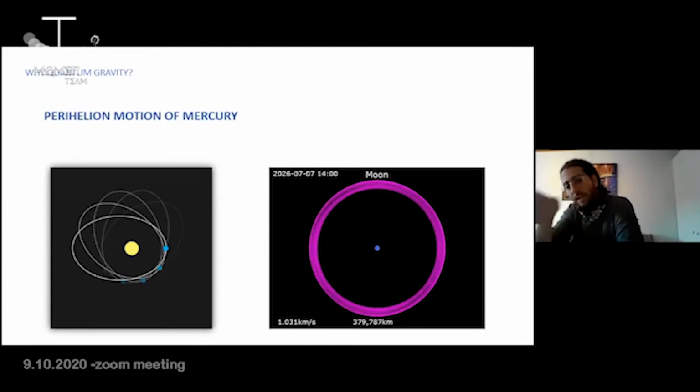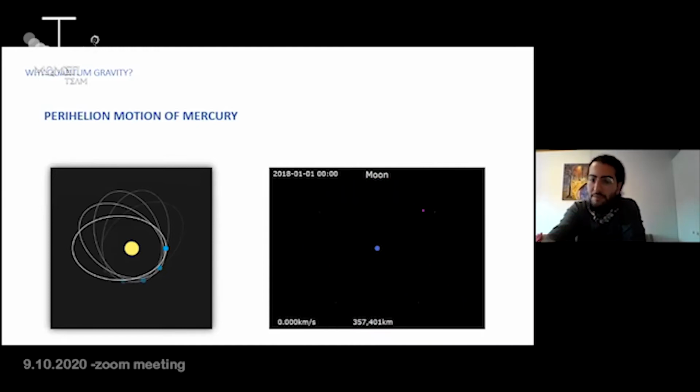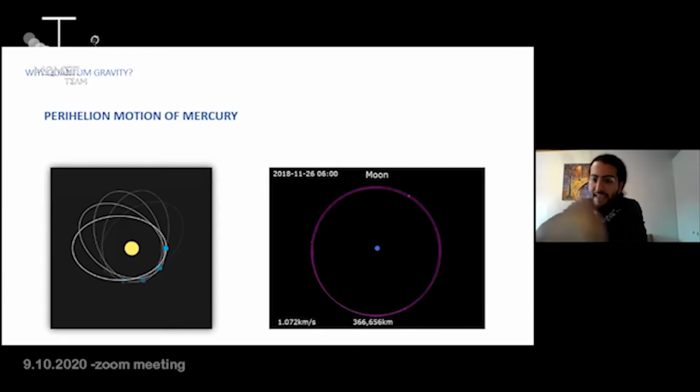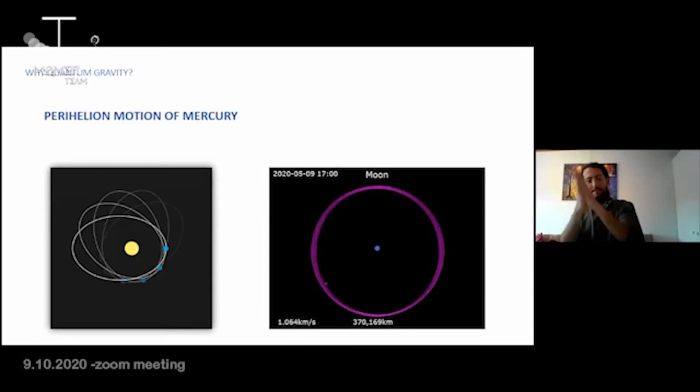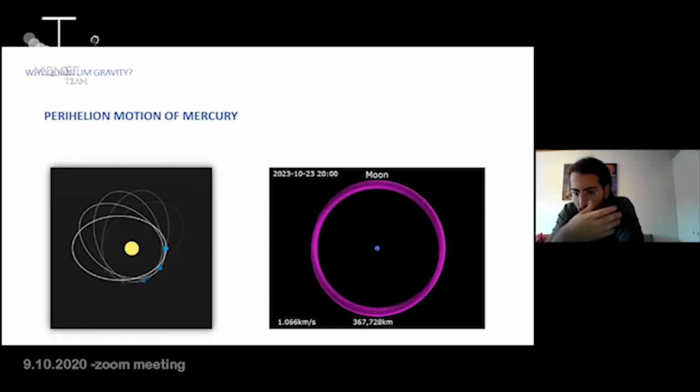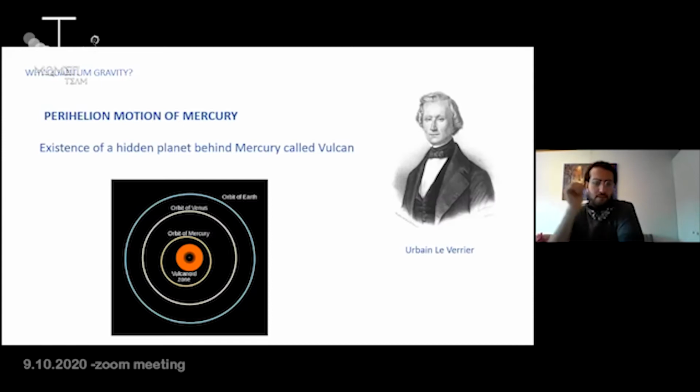Look at the right side of this animation. We have Earth and the Moon, and you can see the Moon doesn't stay in the same orbit. It moves a little bit. Newton's theory was unable to explain why this is happening, and the question stayed open for years and centuries. There were many theories. Urbain Le Verrier had one of the most important: why is Mercury moving this way? He hypothesized that there is a planet called Vulcan.